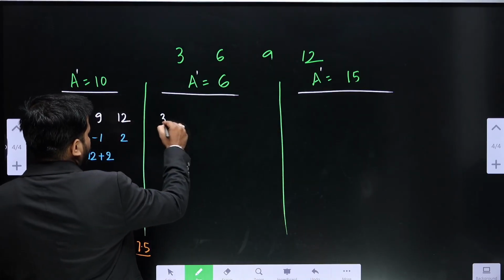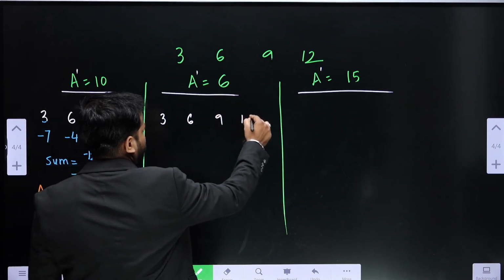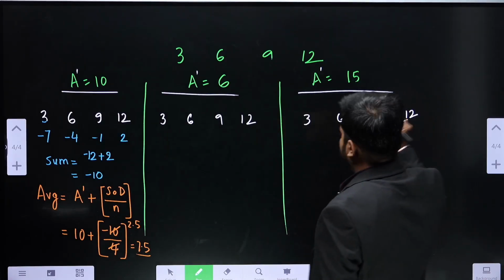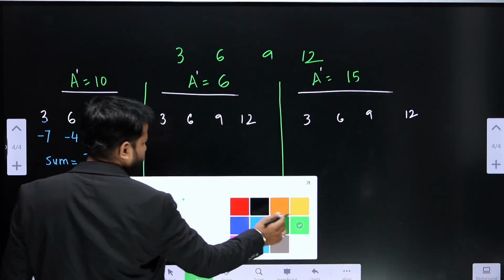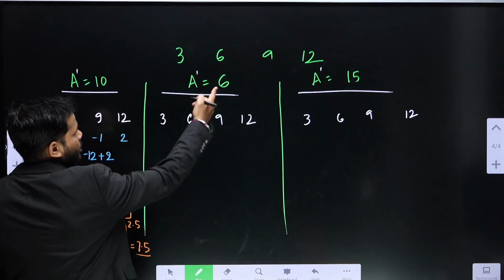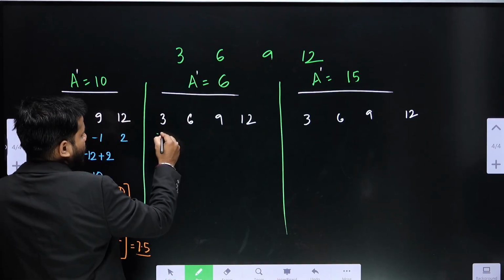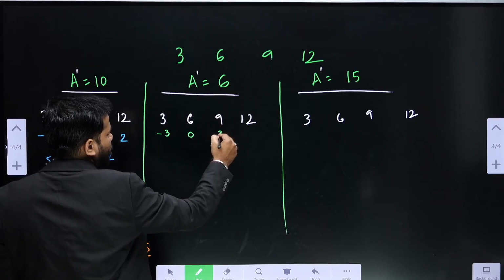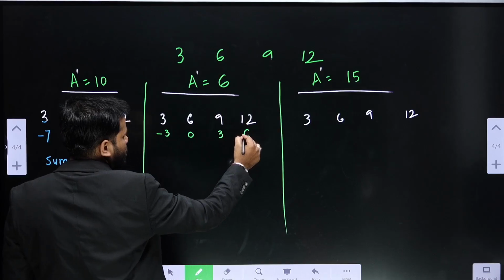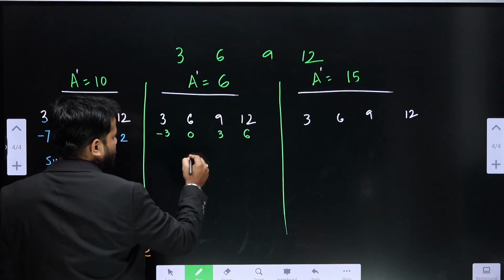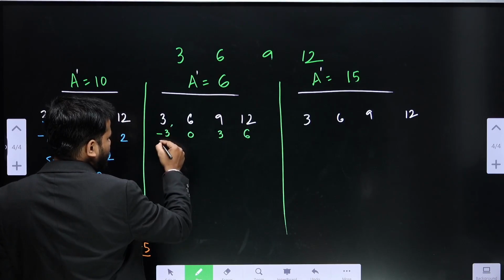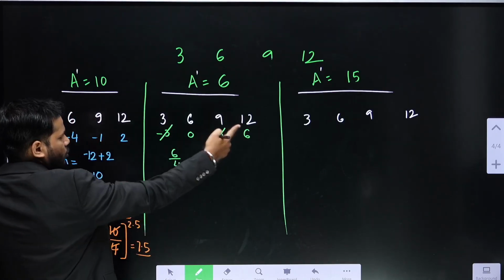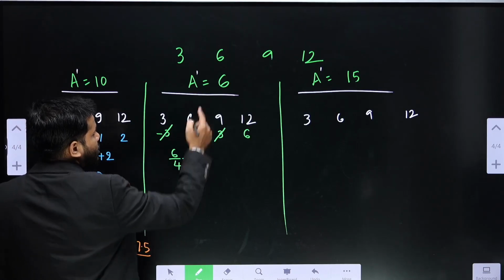This is 3, 6, 9, 12. Then what you are going to do is, let us find the deviation. If my assumed average is 6, so 3 minus 6 will be minus 3, 6 minus 6 will be 0, 9 minus 6 will be 3, 12 minus 6 will be 6. What is the sum of all of them? So the sum is 6 minus 3 plus 3. Cancel, only 6. 6 is to be divided by how many numbers? 4 numbers, plus my assumed average is 6.